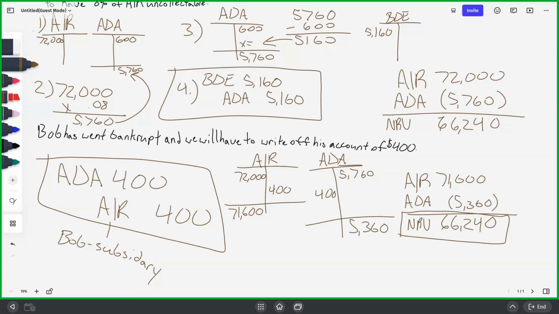The last thing in chapter 7 is notes receivable, and that one's not too bad. That's the one where we just multiply, right? That's when we just multiply. Awesome. All right, I'm going to erase this.